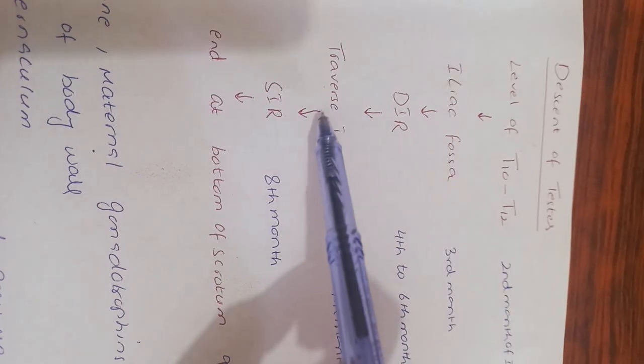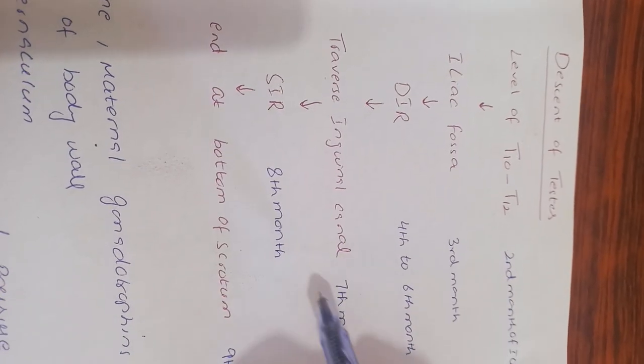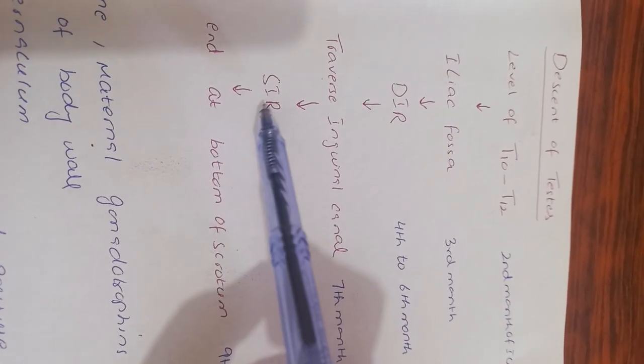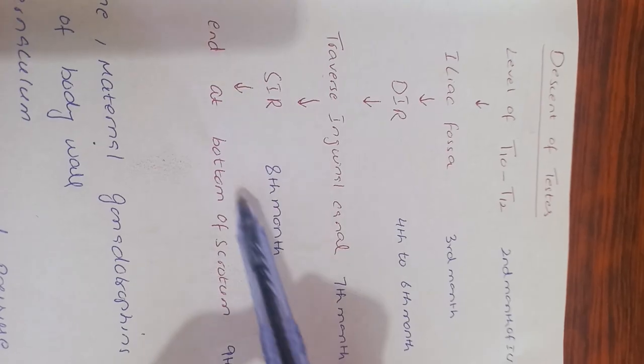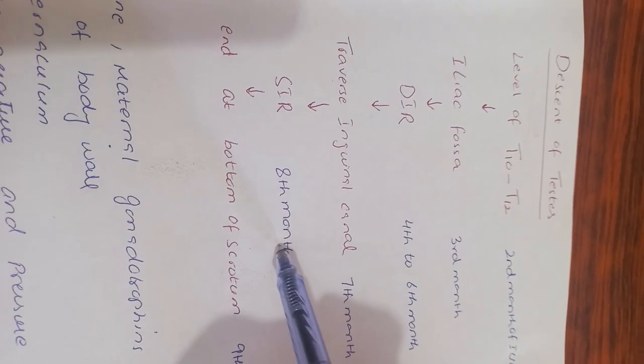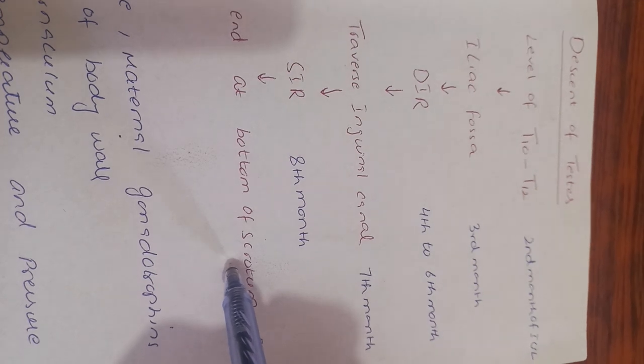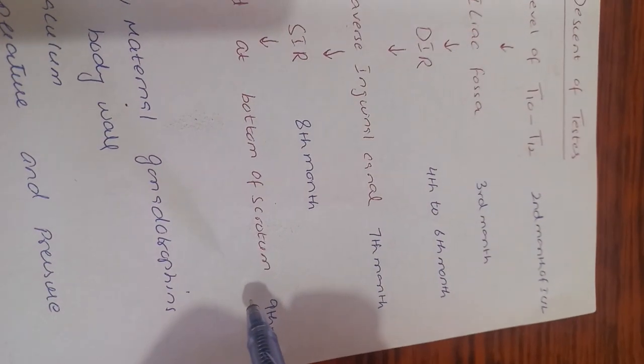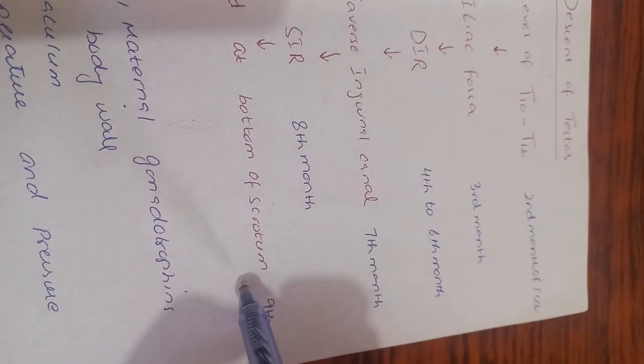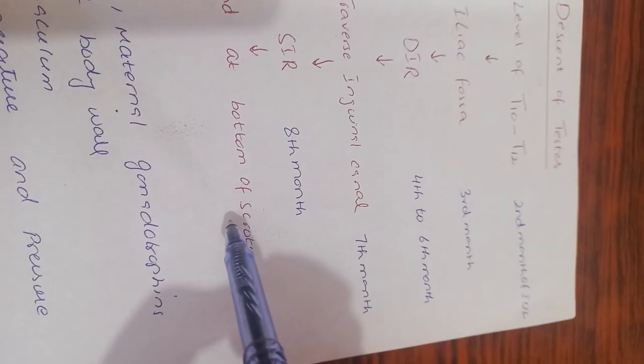Then the testes will traverse the inguinal canal during the 7th month and reach the superficial inguinal ring during the 8th month, and finally they will reach the end of the scrotum at the 9th month. So at the 9th month they approach the scrotum.